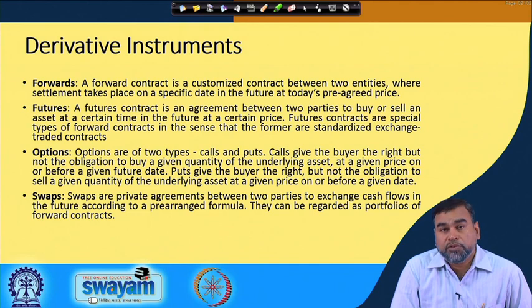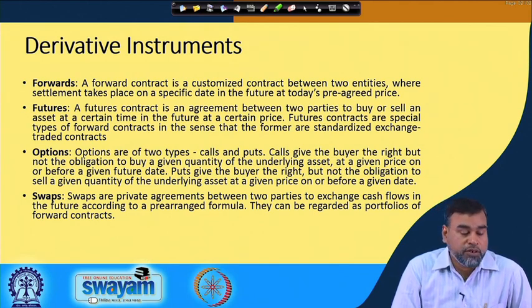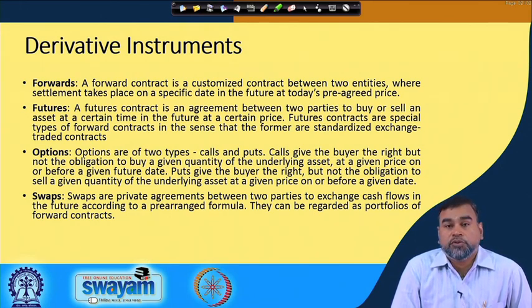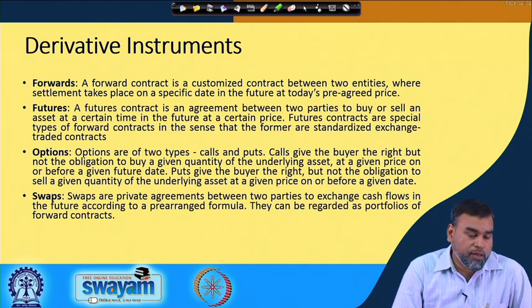So, in our example, the pre-agreed price was 10 rupees and the contract was between the ITC and the farmer, and here the settlement takes place on a specific date. It is decided, and it is priced on a pre-agreed price.